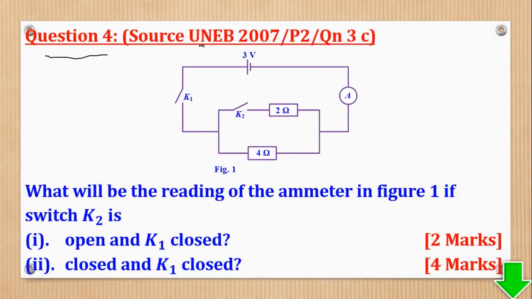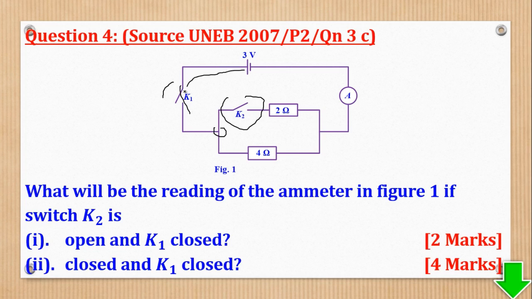Then question 4 came from UNEB 2007 paper 2 question 3C, and says what will be the reading of the ammeter in figure 1 if switch K2 is open and K1 is closed. So when K2 is open, it implies that when current reaches this side, this one is closed.